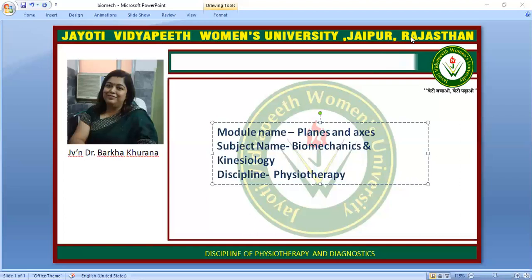Now next is degrees of freedom. The joints that move in one axis have 1 degree of freedom. If a joint has 2 axes, the segments can move in 2 planes and the joint is said to possess 2 degrees of freedom of motion. Example, MCP joint. And circumduction is characteristic of joints with 2 and 3 degrees of freedom, but cannot take place in joints with 1 degree of freedom.